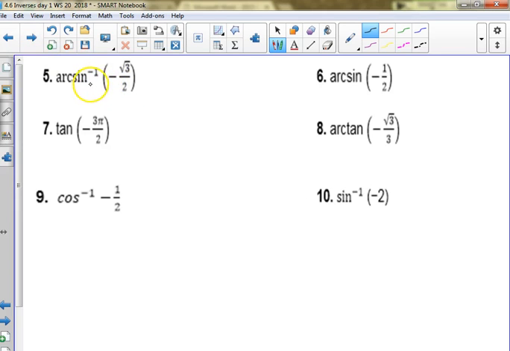Okay, number 5 is a typo, guys. You can't have both the little negative 1 and the arc. It doesn't work. It doesn't undo each other. It does nothing. It's wrong.